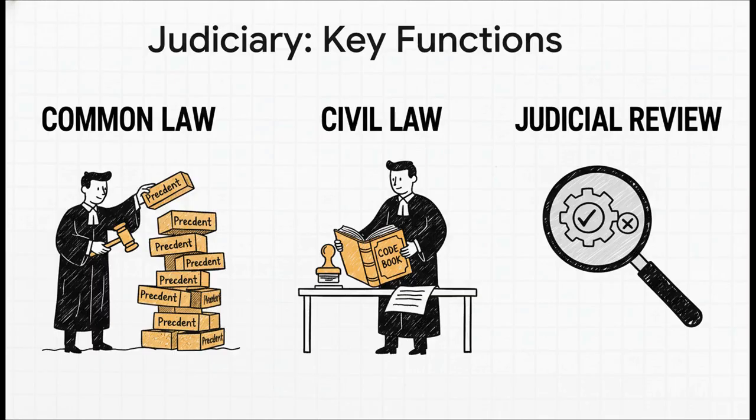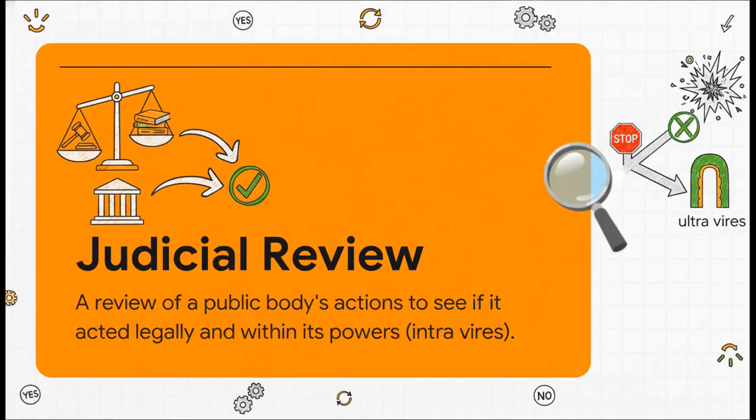But in many systems, the judiciary holds a very powerful trump card to keep the other branches in line: judicial review. Okay, this is a concept you absolutely have to nail down. Judicial review is not an appeal. The court isn't there to decide if a government agency made a good or bad decision. It only asks one question: did that agency act lawfully and within the power it was given?